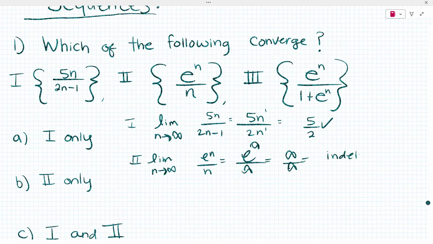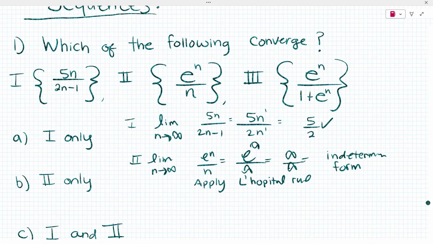So what happens when we have an indeterminate form? Try another method. Because it is a rational function, we can try L'Hôpital's rule. Basically, L'Hôpital's rule just means take the derivative of the numerator and denominator, maybe once, maybe twice, until you get a real number. So let's try the first derivative.